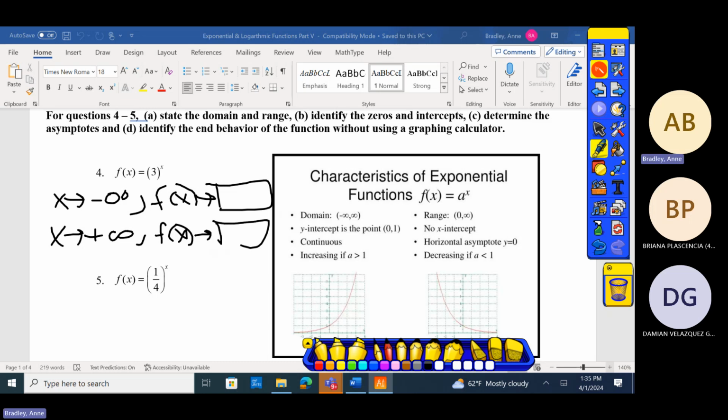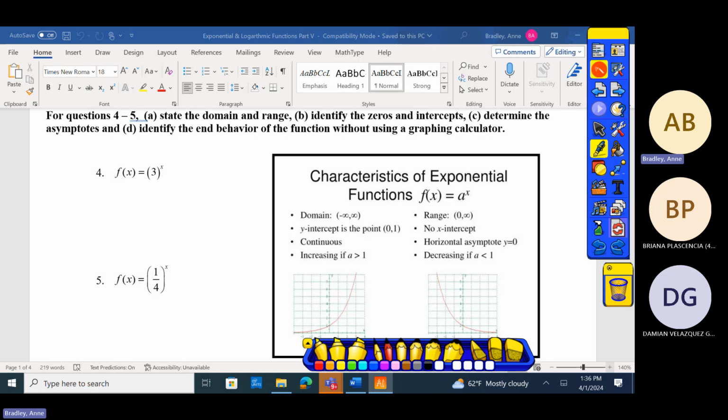Okay, so I know this is the graph I'm looking at for number 4. Why? Because this value is greater than 1. Okay, so here we go. As I go to the far left, it's going to get closer and closer to that asymptote of 0. It never touches it, but it approaches it. It gets closer and closer as it moves to the left. Now, as I move to the right, it's increasing upwards. It never stops going up. That is number 4.